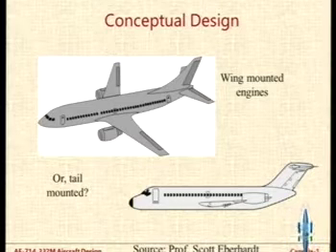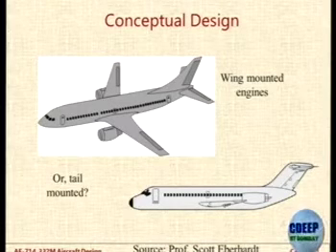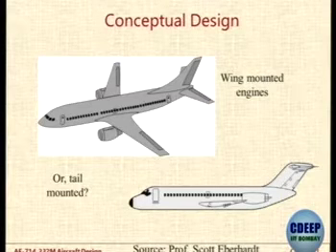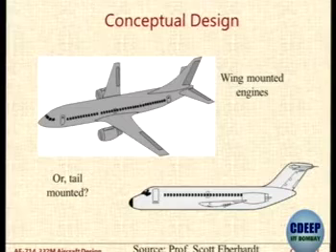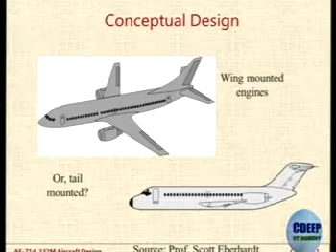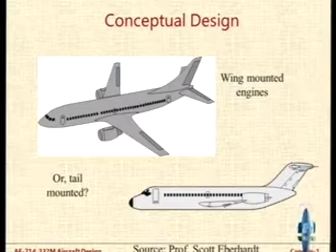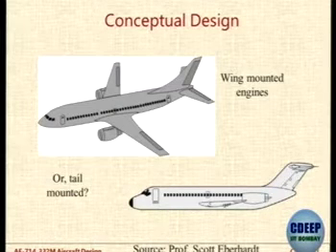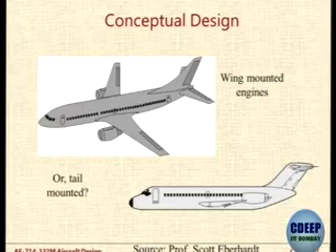Can we quickly have a discussion in the class? What could be the reasons why someone might prefer tail-mounted engines compared to the wing-mounted engines? What do you think? Yes. Smooth flow over the wings. That's very right. So you don't want to have smooth flow when you have wing-mounted engines? Agreed. So then all the designers who put engines on the wing, they don't have any problem in disturbing the flow.